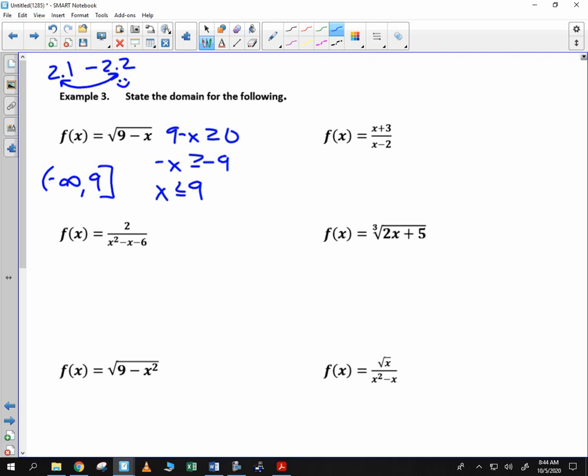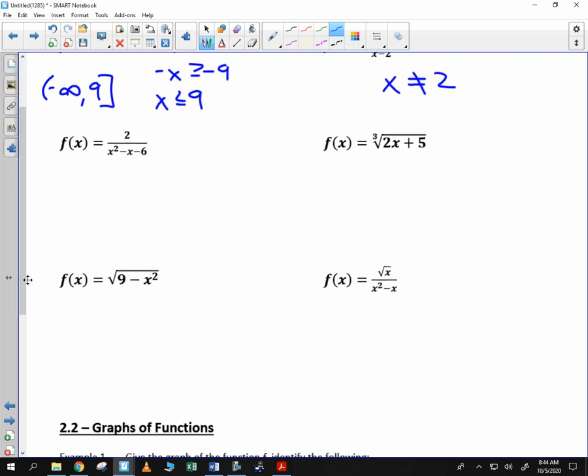Domain here simply, you can't divide by 0, so x cannot be 2. Domain here, you can't divide by 0. The bottom factor is x minus 3 times x plus 2. So therefore, x cannot be negative 2 or 3.